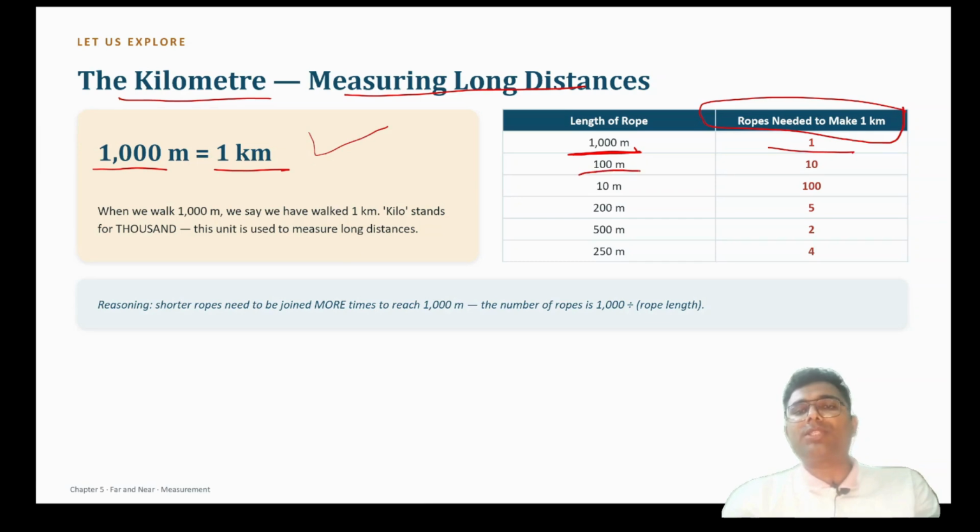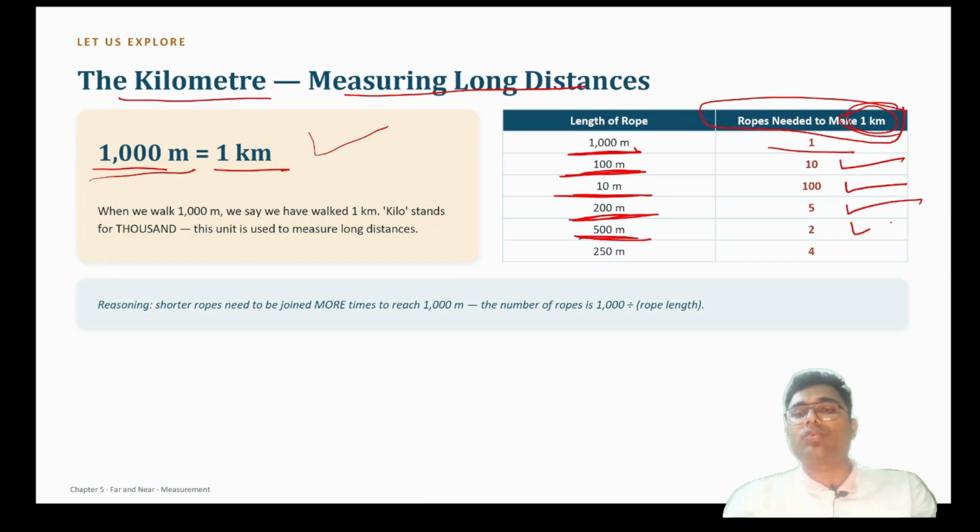If the length of the rope is 100 meter and we have to measure 1 kilometer, again 1 kilometer means 1000 meters, so we will need 10 such ropes. If the length of the rope is 10 meters, we will need 100 such ropes. If the length of the rope is 200 meter, we will need 5 ropes. If the length of the rope is 500 meter, 2 ropes will be needed. If the length of the rope is 250 meter, 4 ropes will be needed.